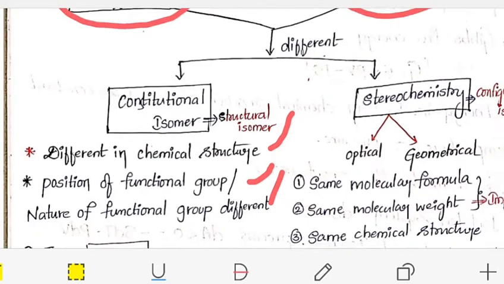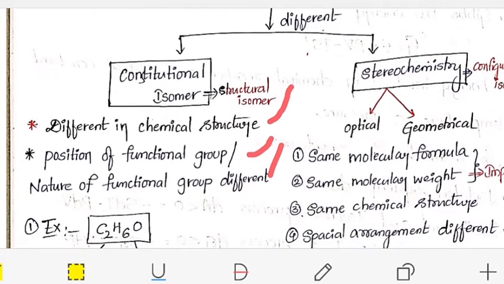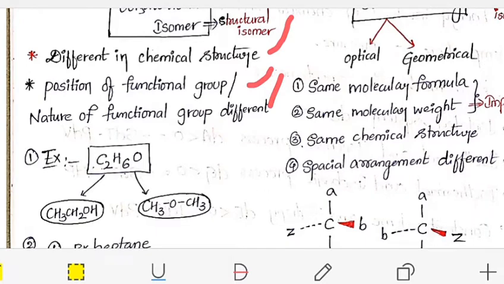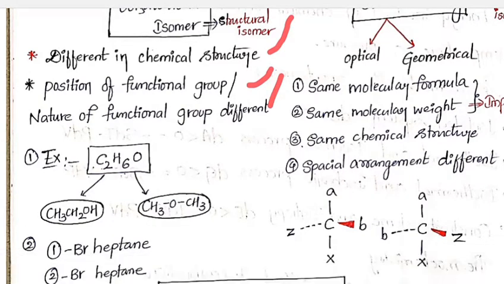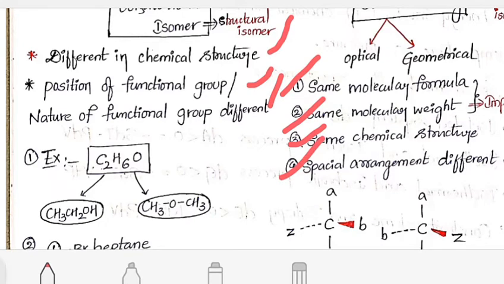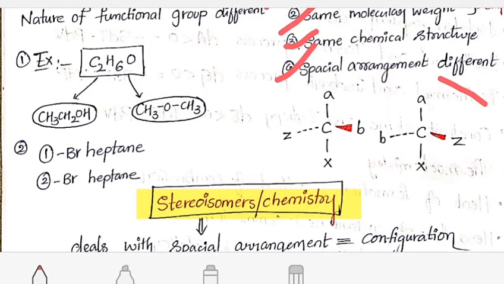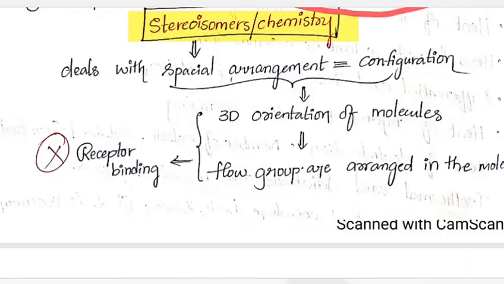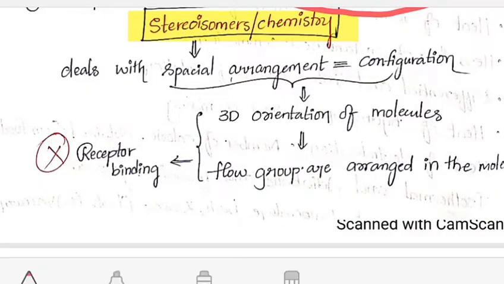Stereoisomers are also called configurational isomers. They are divided into optical and geometrical isomers. They have the same molecular formula, same molecular weight and same chemical structure, but the spatial arrangement is different, as I showed below. Let us discuss stereoisomers or stereochemistry. They deal with the spatial arrangement, which is why they are said to be configurational isomers.